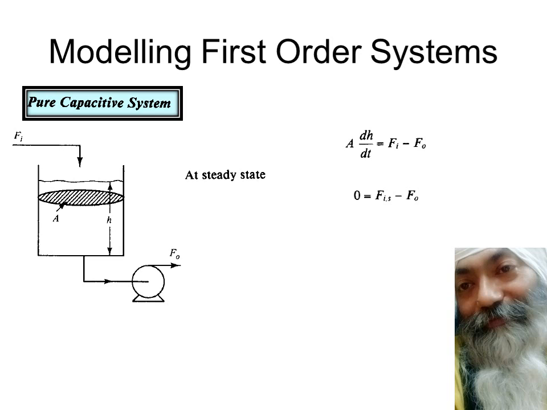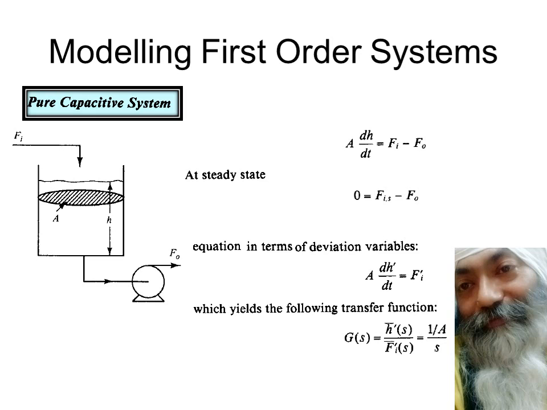Again, as I said, A into dh by dt is equal to Fi minus F naught, and at steady state, the meaning of steady state is that the whole thing is fixed, there is no change whatsoever, input is output, and so on and so forth. So we take this in terms of steady state. At this steady state, this dh by dt will be equal to 0. You will get this as the equation. And further, this in terms of deviation variables will be this.